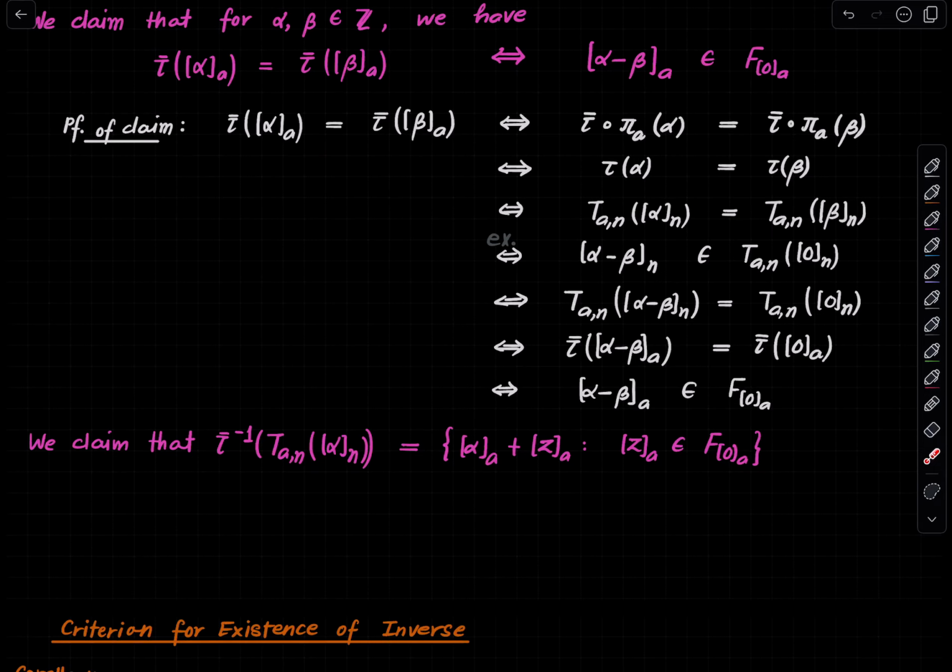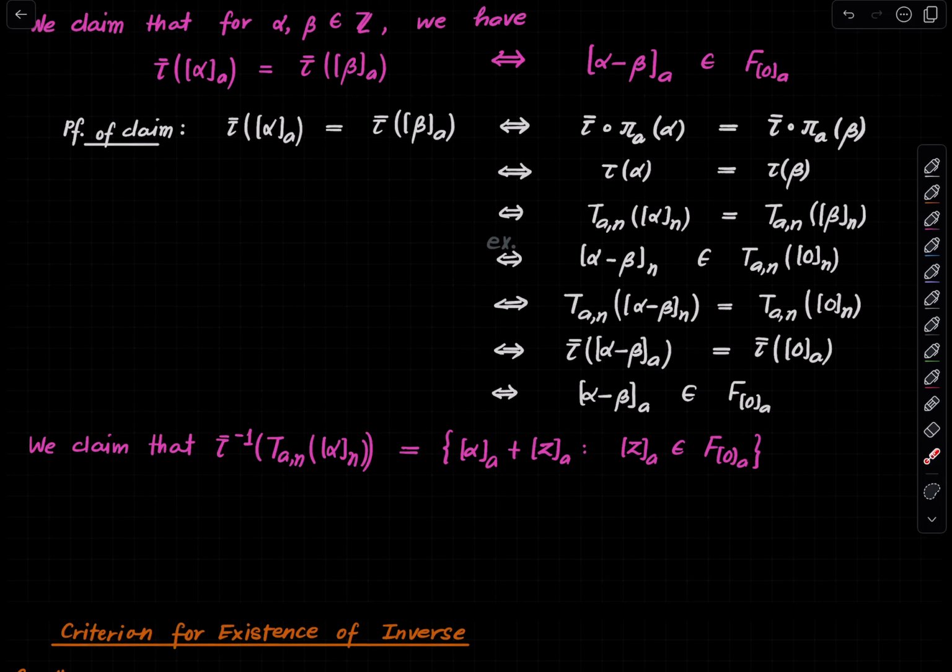It's actually just a restatement of the first claim, but we will prove this properly. Once we prove this, note that the fiber above alpha mod n has the same size as the fiber above 0 mod n, right? Because all we have done is just translate. So realize that once we prove this claim, we will be done. This will be the end of the proof. Okay, so why is that?